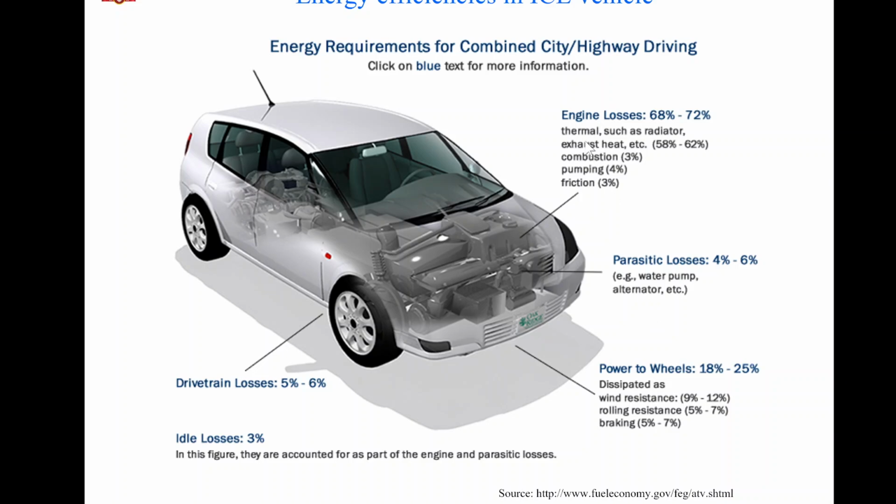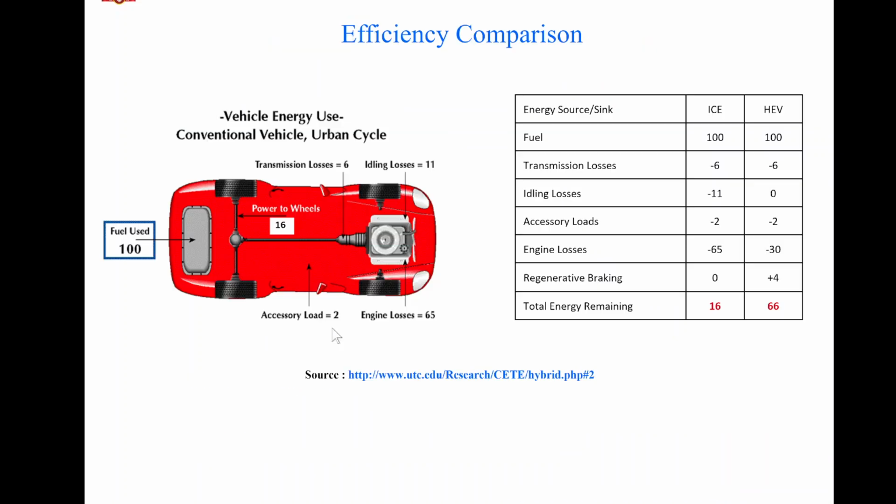So we looked at various engine efficiency losses, in all the places where we are losing out. That is heat, parasitic losses, rolling resistance and wind resistance, and even your drivetrain losses. If we were to compare IC engine and hybrid electric vehicles, considering your fuel source as 100, we discussed last time that total energy remaining in case of IC engine was around 16, whereas in HEVs it's 66, indicative of significantly higher efficiency.